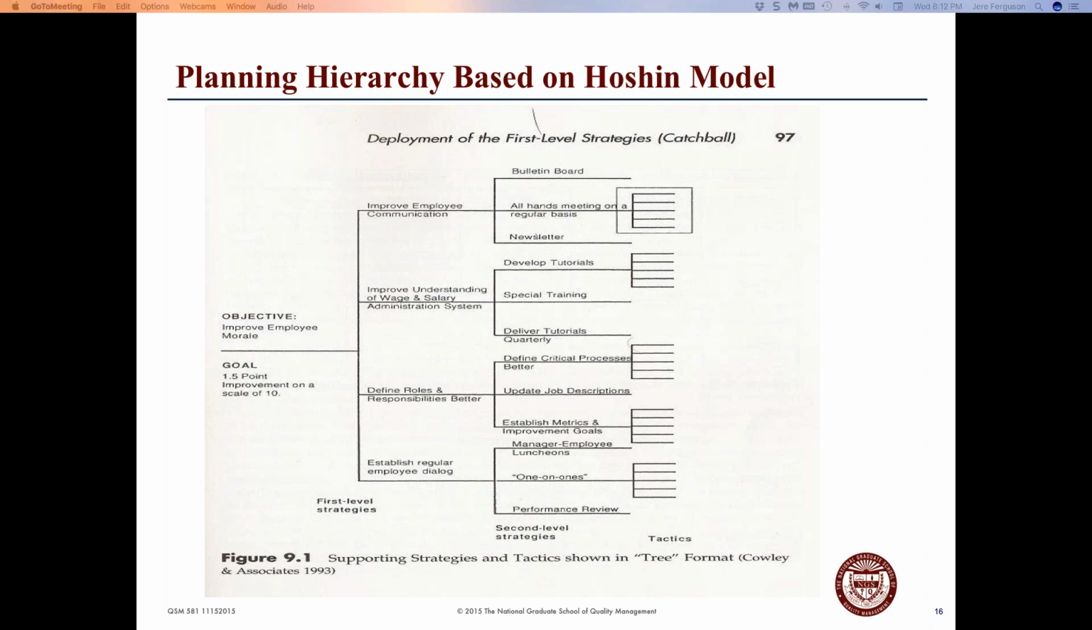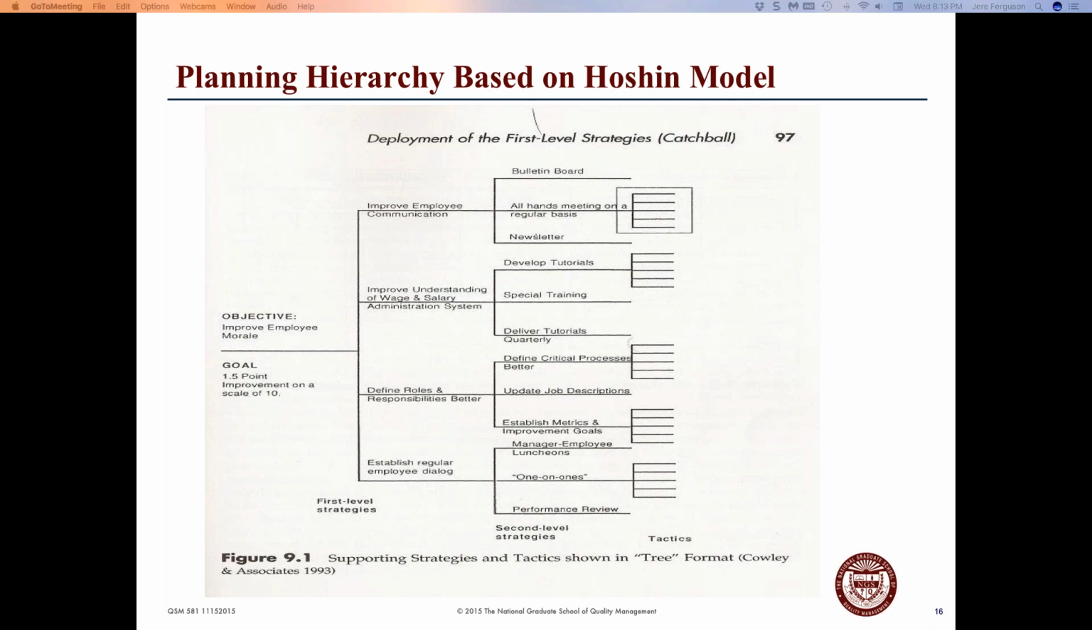So the objective on the left was to improve employee morale, and the goal was a 1.5 point improvement on a scale of 10, whatever that scale was. And then as you move to the right, these are the initial actions that are going to take place. Improve employee communication, improve understanding of the wage and salary administration system, define roles and responsibilities better, and establish regular employee dialogue. So those are the large work areas that are going to be done. That's the first level strategy for the activity.